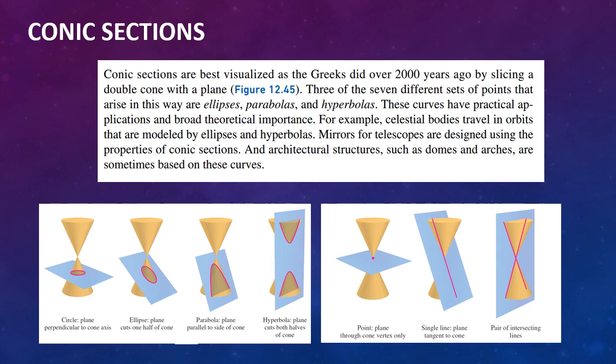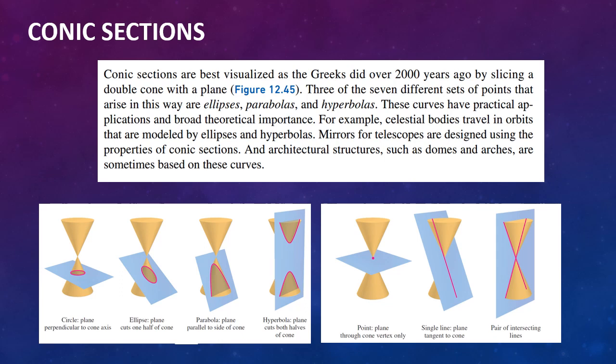Conic sections are best visualized as the Greeks did over 2,000 years ago by slicing a double cone with a plane, and you can see this in many different formats below. 3 of the 7 different sets of points that arise in this way are ellipses, parabolas, and hyperbolas. These curves have practical applications and broad theoretical importance.